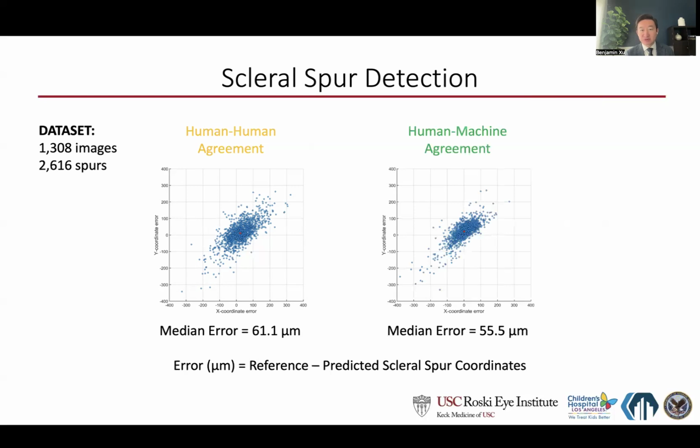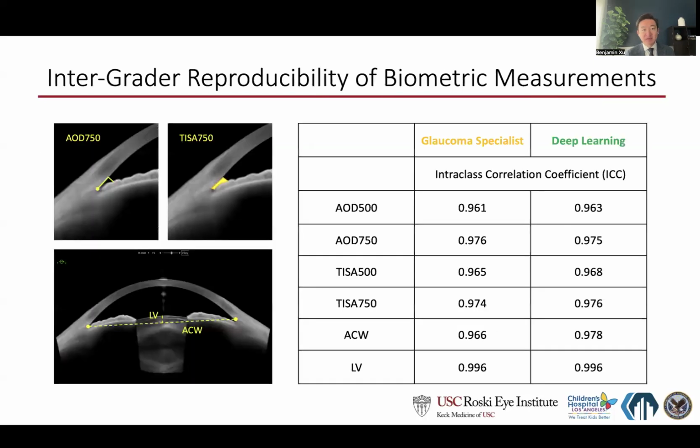This scatter plot shows the agreement between the human and the AI algorithm, and we can see that the scatter plot looks very similar, and the median error is similar as well at around 56 microns.